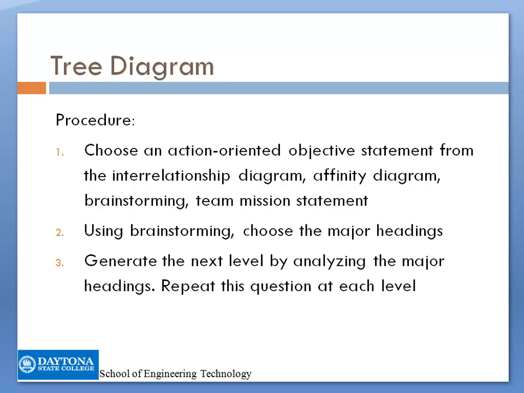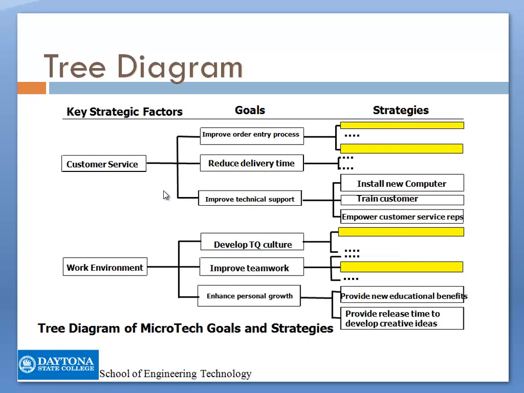Then you have to use brainstorming to choose the major headings. Once you have the major headings, then you need to generate the next level by analyzing the major headings. So you will ask yourself what needs to be addressed to achieve the objective, and you will repeat this question at each level to better understand the objective. Three levels below the objective are usually sufficient to complete the diagram and make it a correct assignment. Here's an example. We have two major objectives, which are customer service and work environment. But if you see it that way, they're very general.